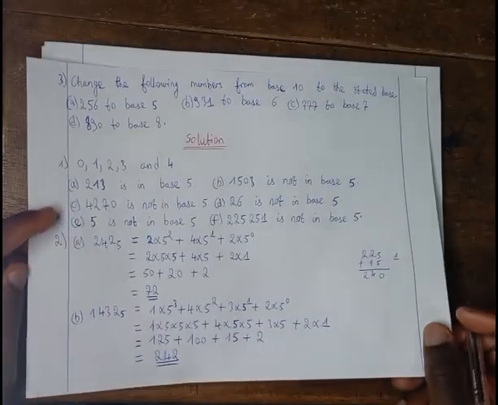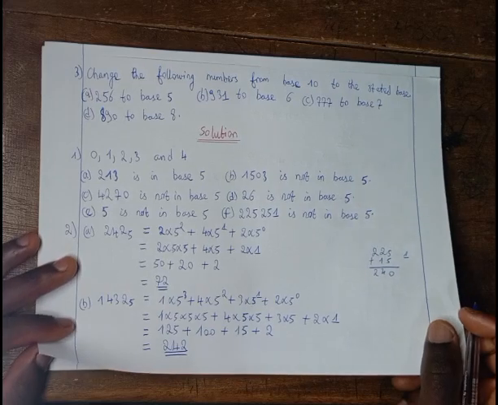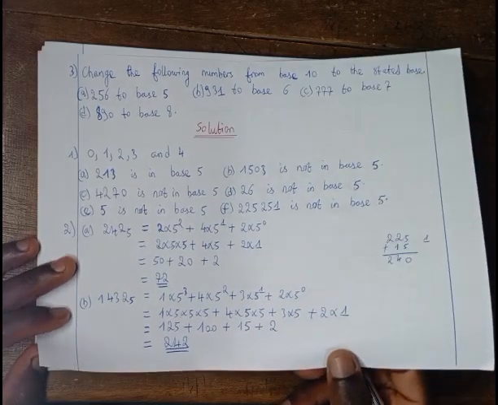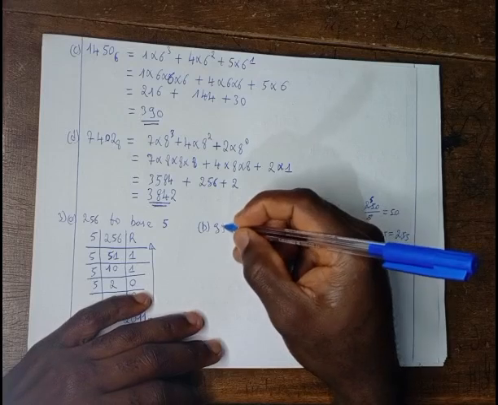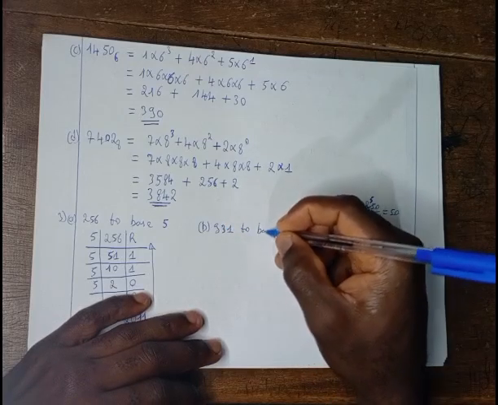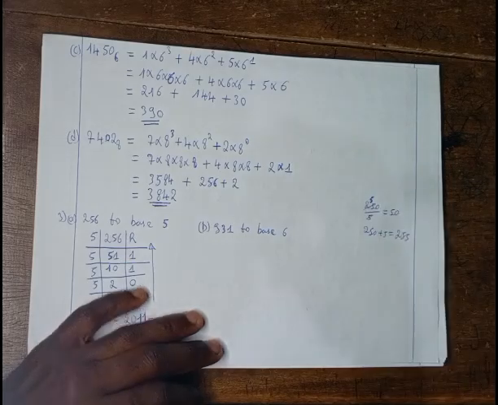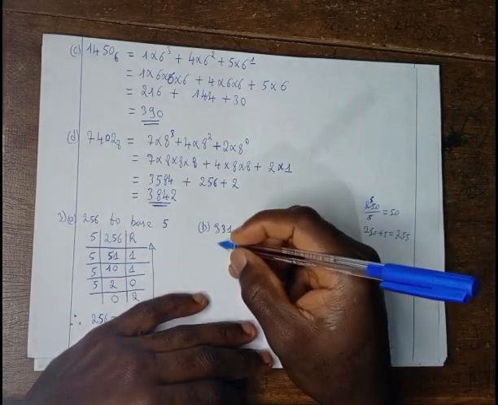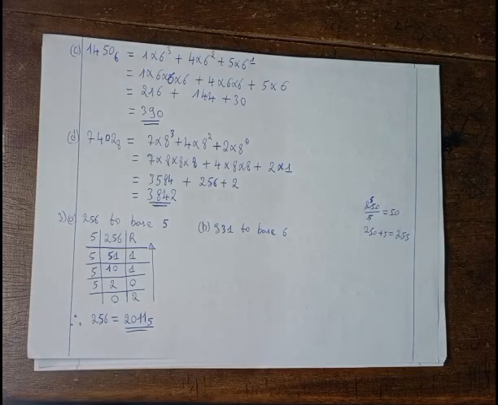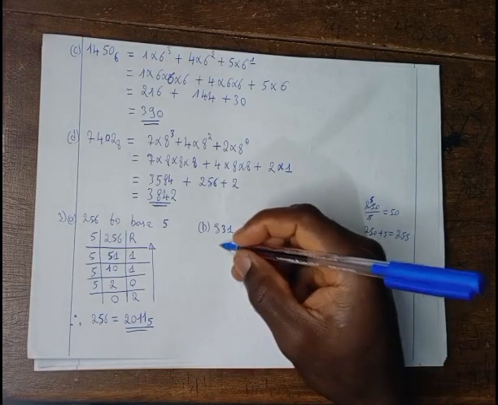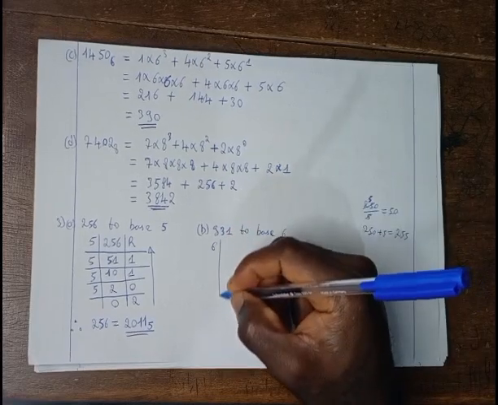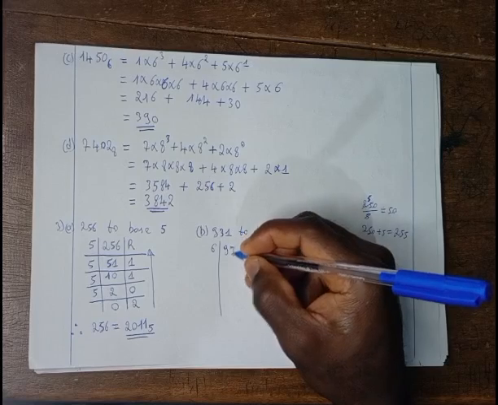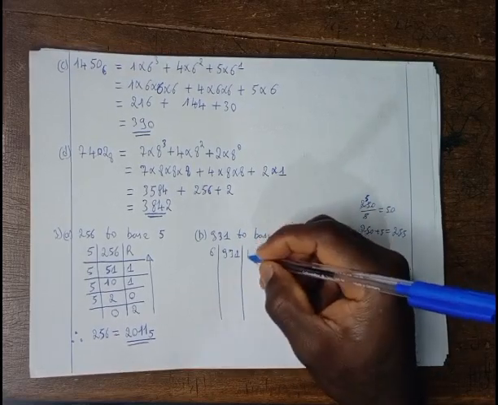We go now to the next one. The next one we have to change the number 931 to base 6. First thing, we are going to draw the first column. For the first column, we are going to write down 6. For the next, 931. And for the last column, we have the remainder.